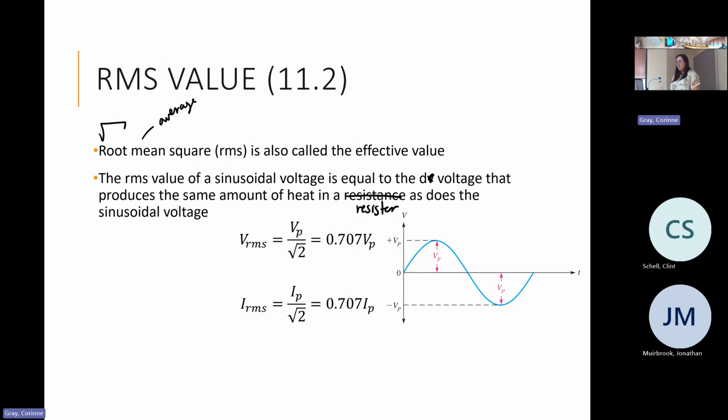So these are the equations that we have for root mean square. RMS is going to be equal to 1 over the square root of 2 times either VP, our peak voltage, or IP, our peak current value, where 1 over the square root of 2 is equal to, with the rounded value, 0.707.